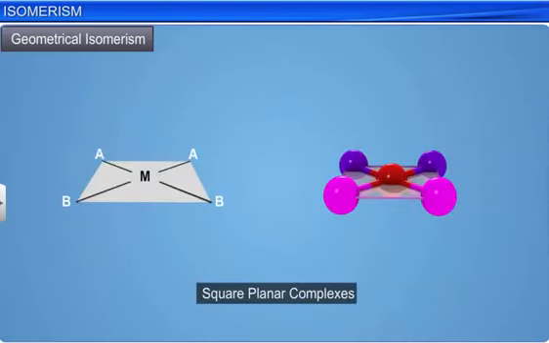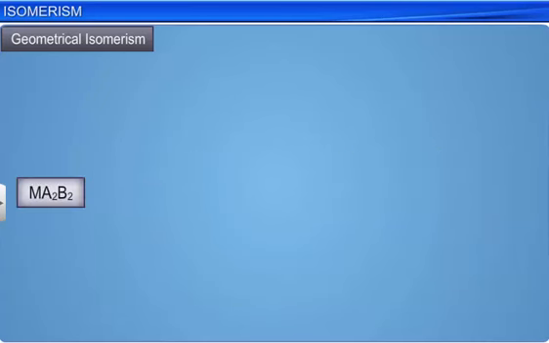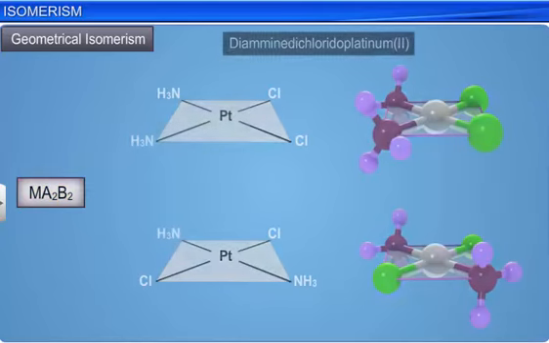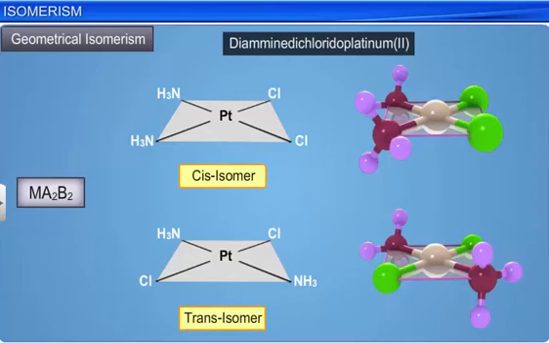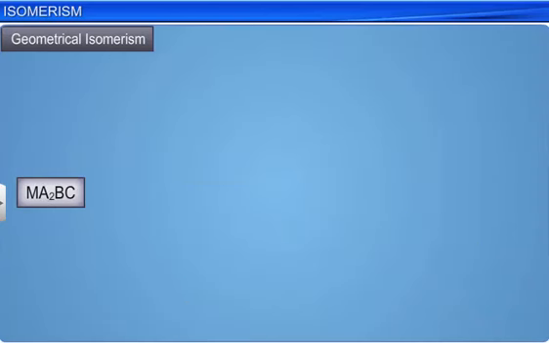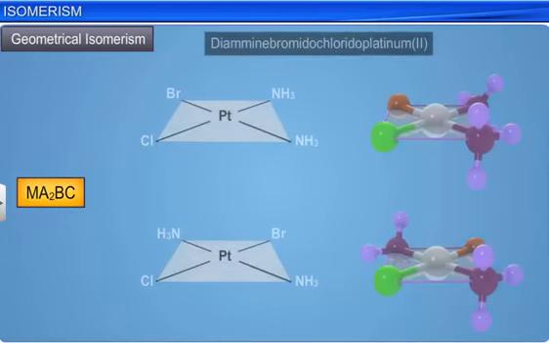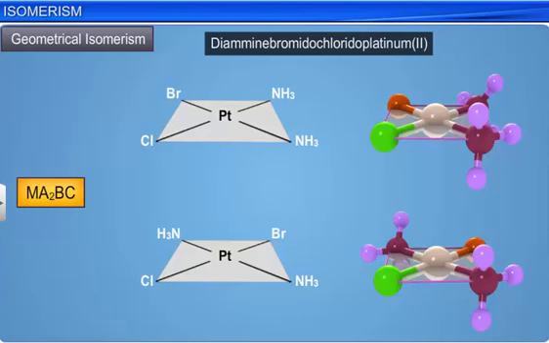The square planar complexes shown here usually show cis-trans isomerism. The first complex is of the type Ma2b2. The best example of this type is diamminedichloridoplatinum(II). Both cis and trans isomers of this complex are shown here. The second complex is of the type Ma2bc. Diamminebromidochloridoplatinum(II) is an example of this type of complex.